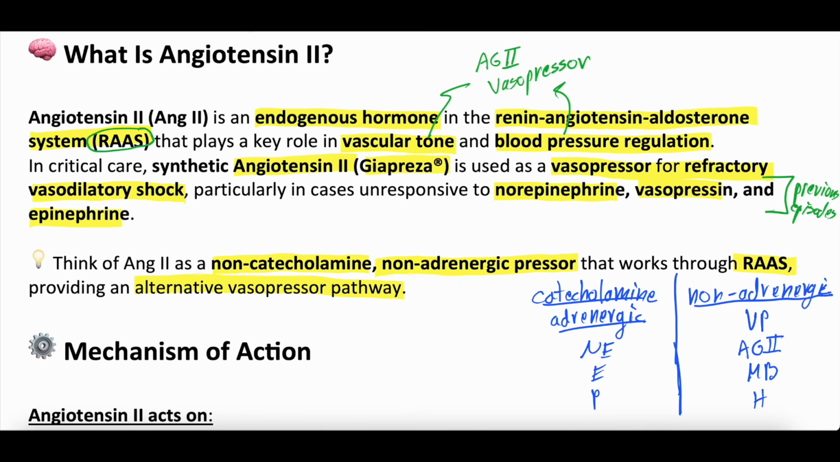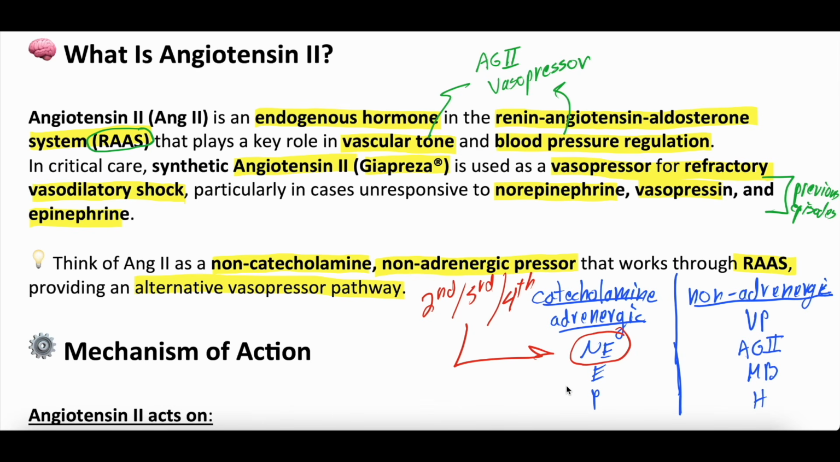These non-adrenergic, non-catecholaminergic vasopressors tend to be used as second, third, or even fourth line vasopressors because they work on different pathways outside of the catecholamine pathway. Whereas these catecholaminergic vasopressors, particularly norepinephrine, tend to be our first line.